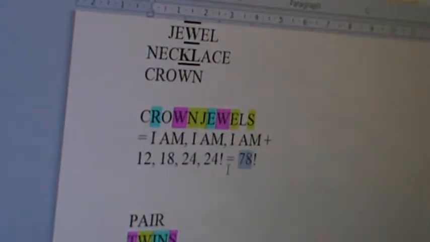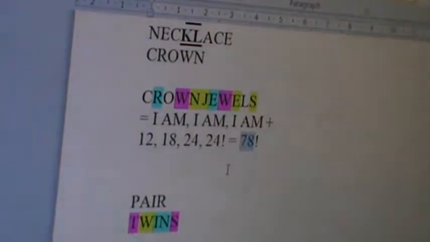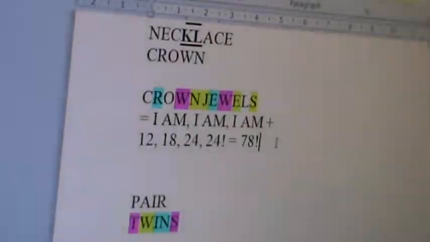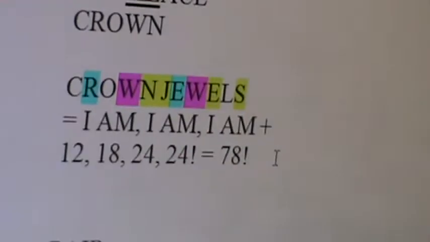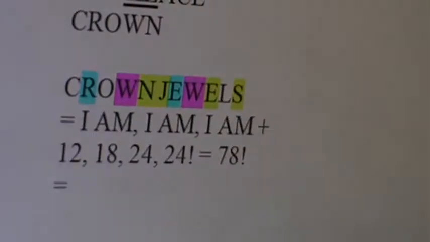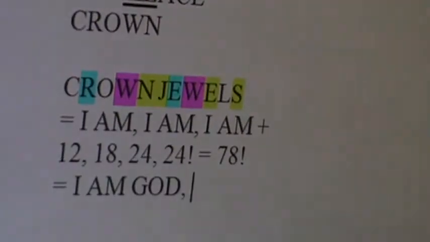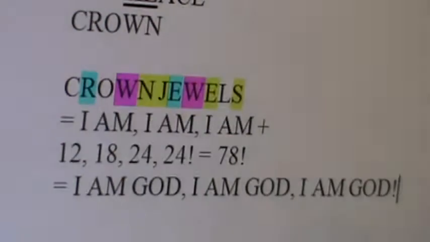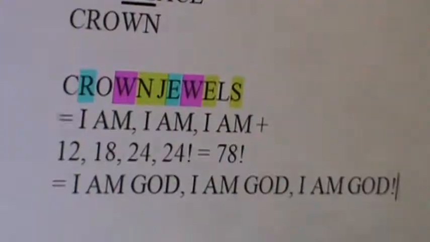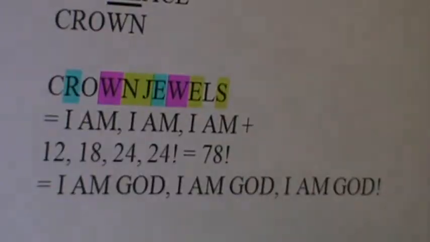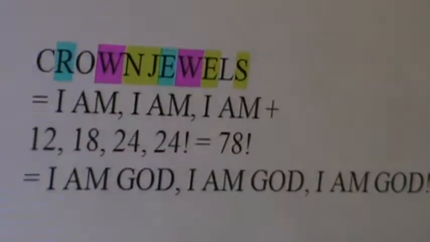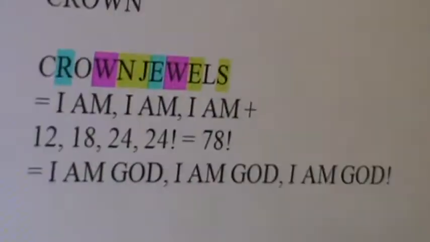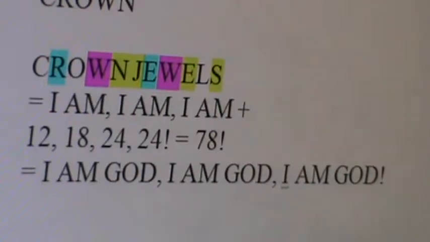Yeah, well, this 78 is famous for another reason. It's triple God. So I'm going to write a very famous equation now that is as official as can be. Crown jewels equals I am God, I am God, I am God. There. It's on the table. It's been spoken on the lips of men. It's official in the history books. The crown jewels have been solved to my satisfaction.